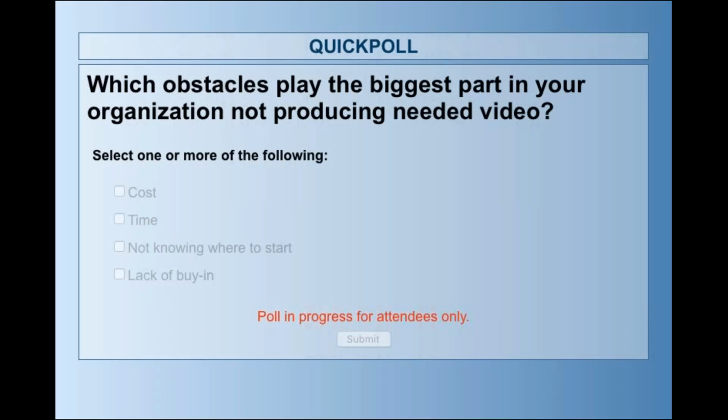What are some of the obstacles you face? Question number 2 in our little poll. What are some of the obstacles that you face when you go to use video?